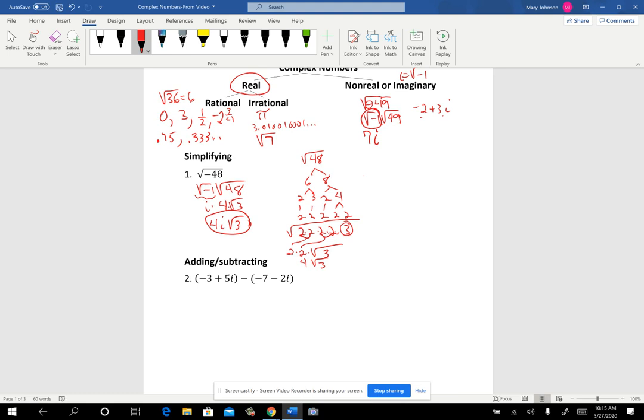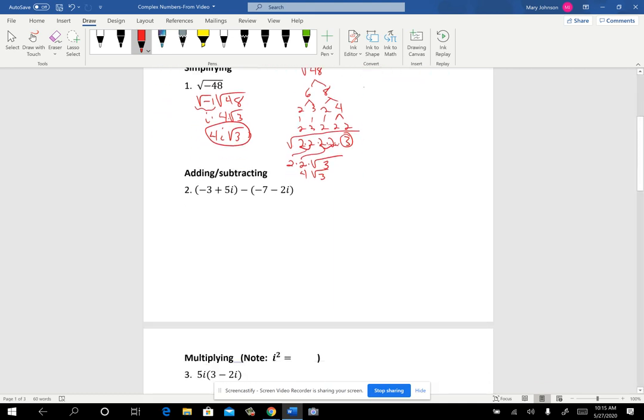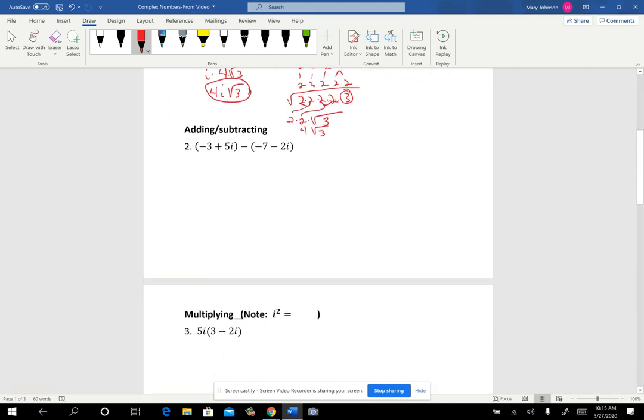Another thing you'll be asked to do is to add and subtract imaginary numbers. When you're doing this, it can be thought of just like combining like terms.